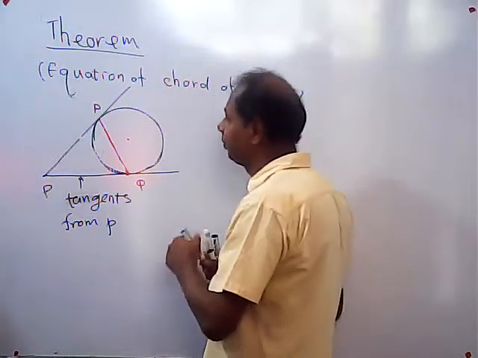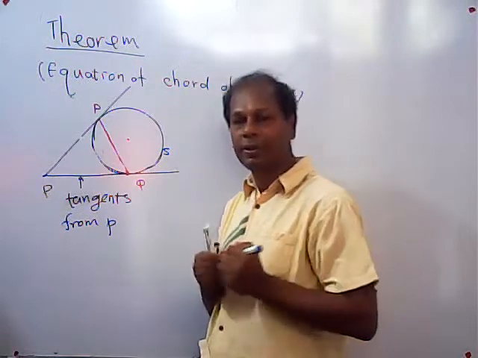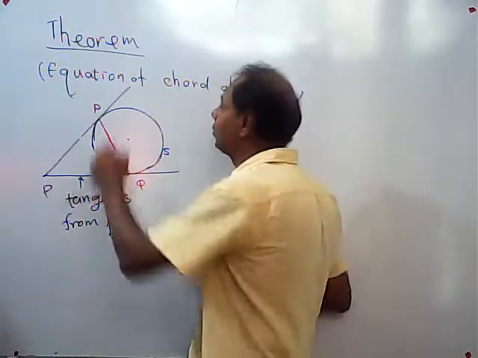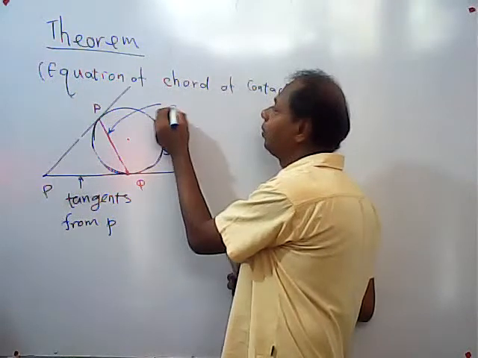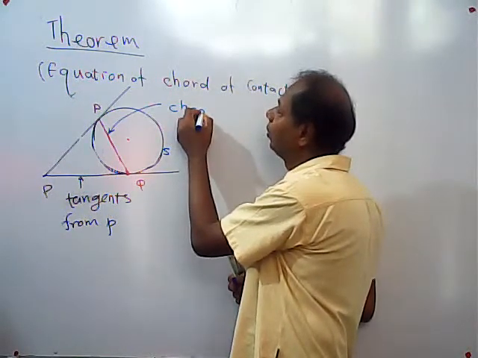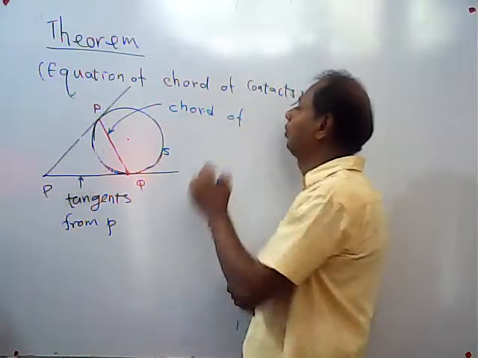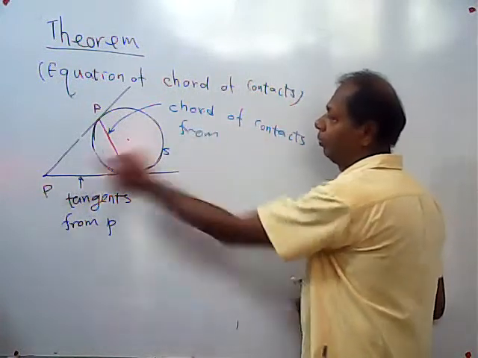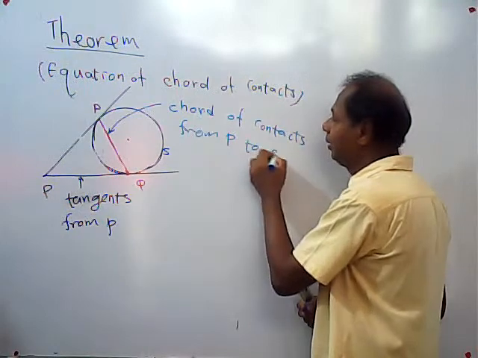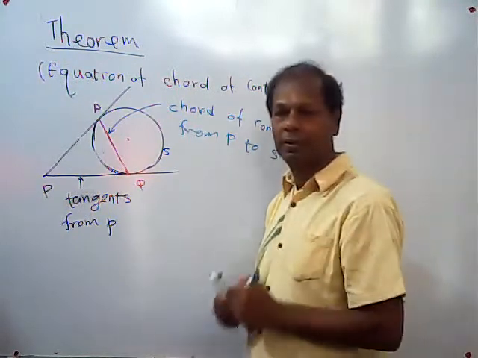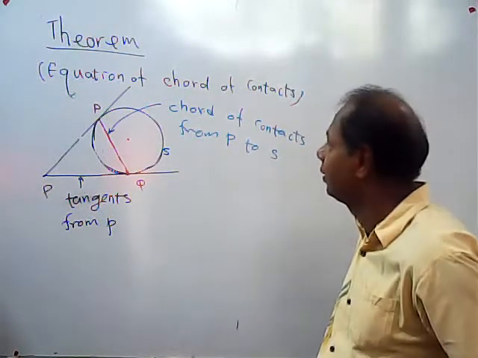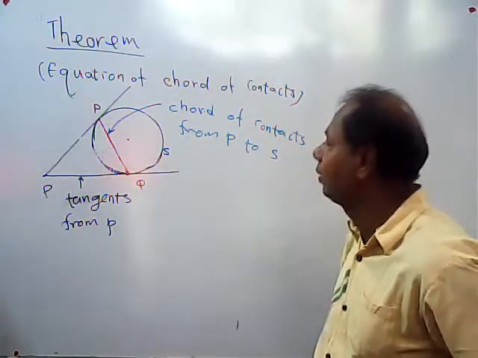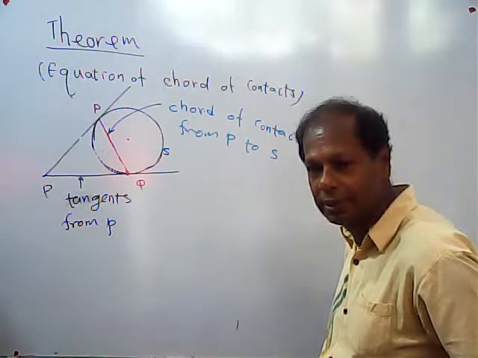So this is what you call the chord of contact to this circle from the point P. The circle is S. It is the chord of contact which joins the two points of contact of these tangents with the circle, right?